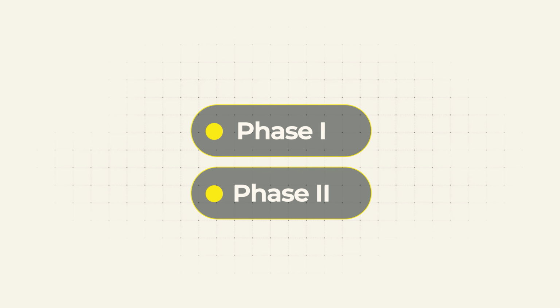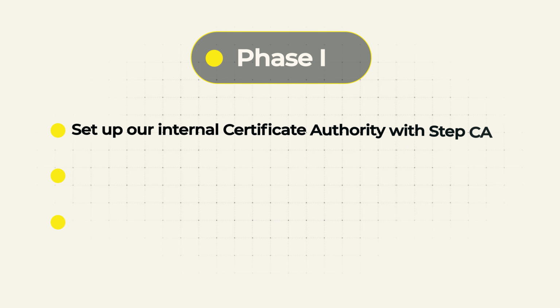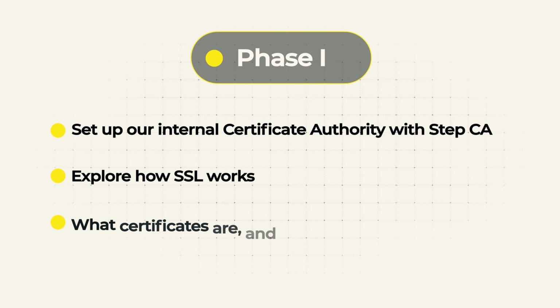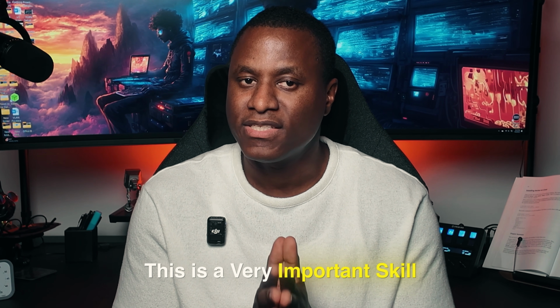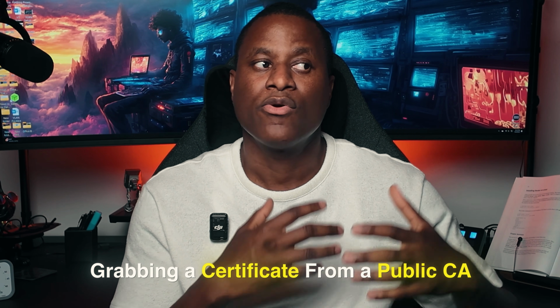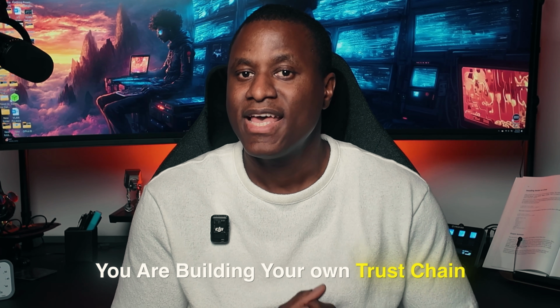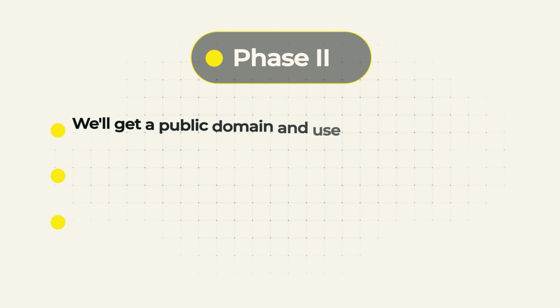This will happen in two phases. Phase one, which is this video, we'll set up our internal certificate authority with Step CA and explore how SSL works, what certificates are, and how to build your own. This is a very important skill because instead of just grabbing a certificate from a public CA, you're building your own trust chain. And that, my friends, is what homelab is all about: leveling up your skills and understanding how things work.